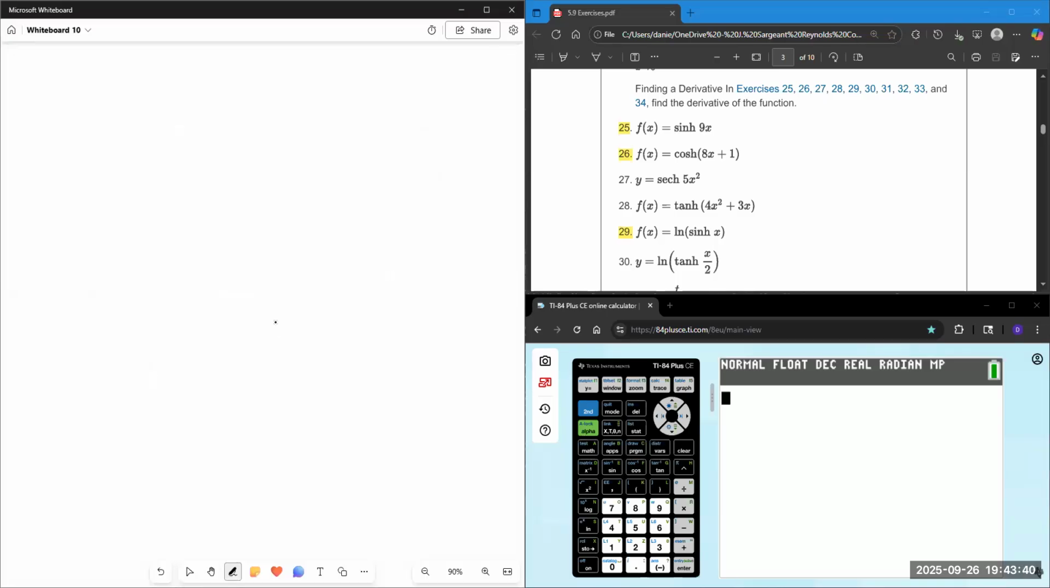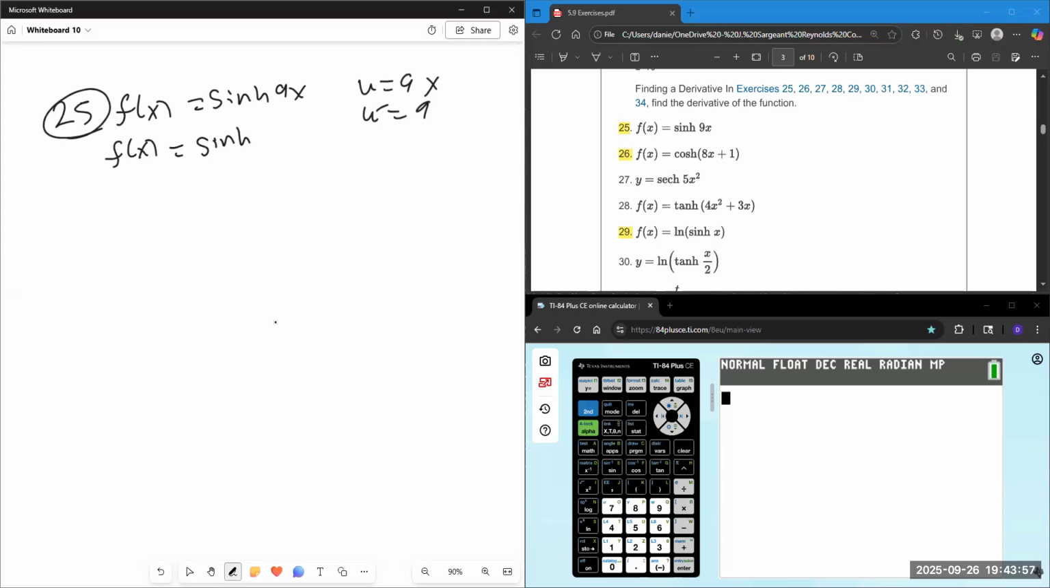All right, that was a lot of preliminary, but we've just got 4 problems here. If f of x is equal to sinh 9x, then u is 9x and u prime is 9. So f of x is equal to sinh u, f prime of x is equal to cosh u times u prime. So f prime of x is equal to cosh 9x times 9, or 9 cosh 9x.